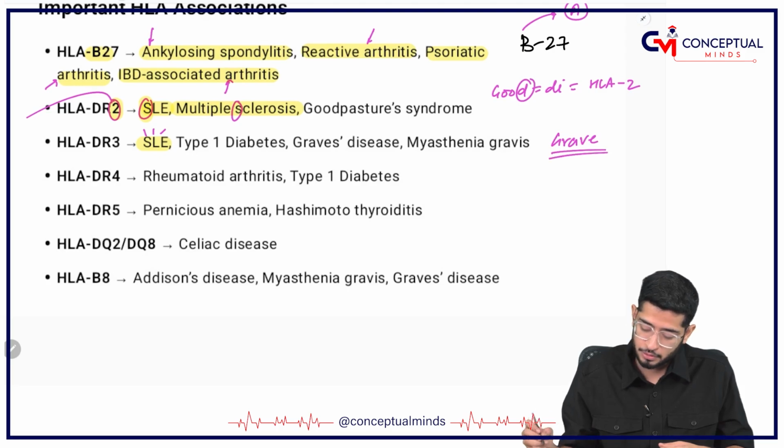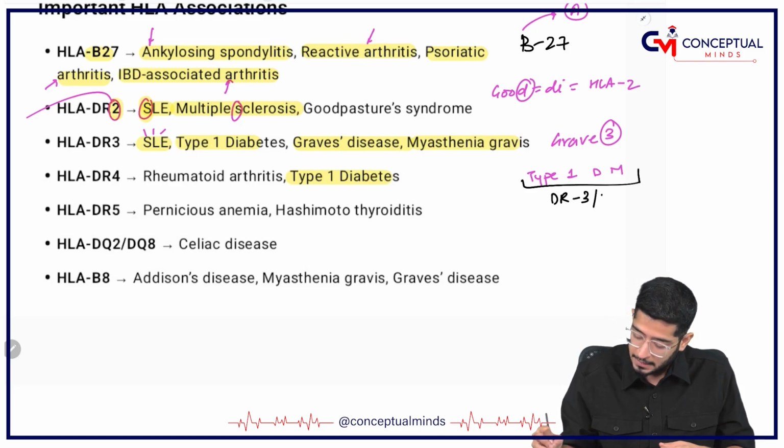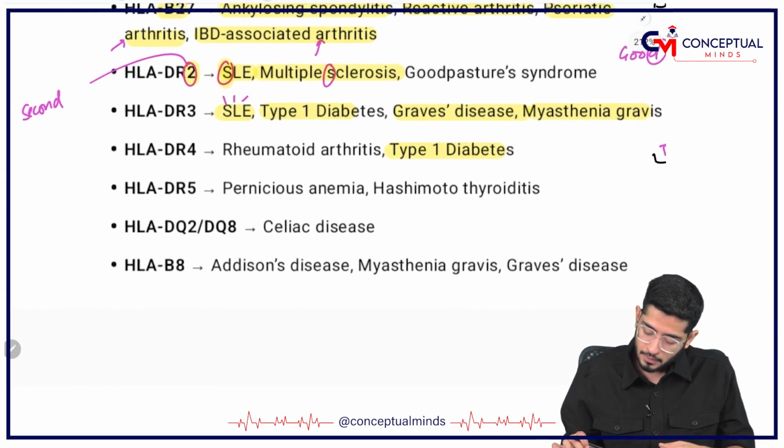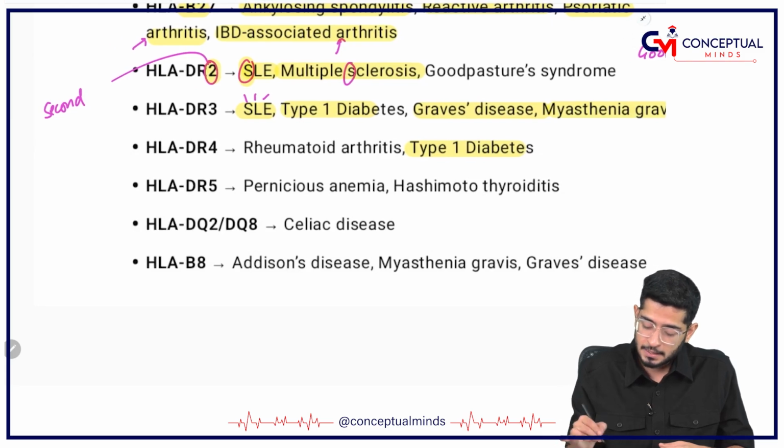all the Graves are going to come in 3, alright, all the Graves are going to come on to 3, like myasthenia gravis and Graves disease. Now type 1 diabetes mellitus, please remember it is DR3 and DR4. So diabetes, if you see type 1 diabetes mellitus, so there are 4 letters, remember. So this is going to be DR3 and DR4, both of them, okay. Coming on to rheumatoid arthritis, it has the HLA-DR4.